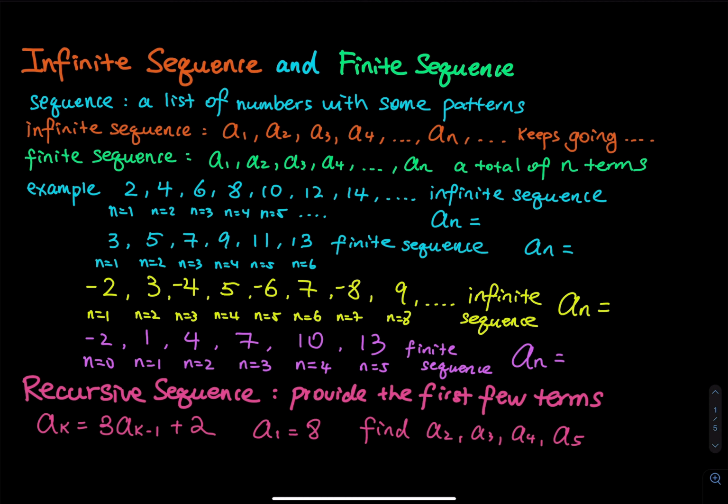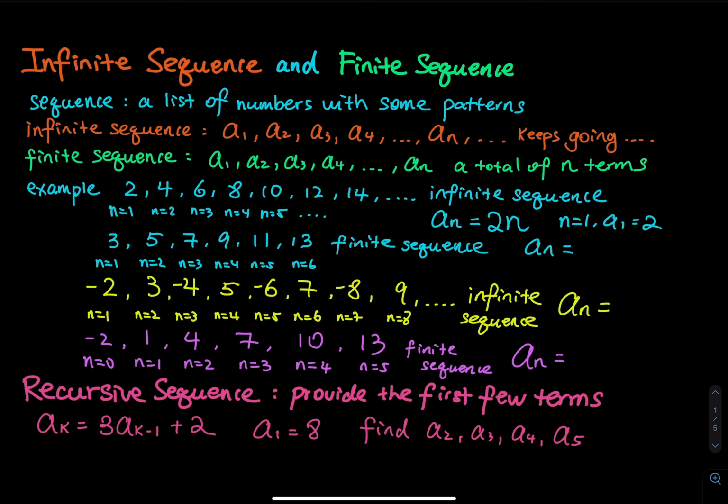So as we move on, in general, the pattern is you have 2 times the number of terms. So for the first term, when n is 1, A1 is equal to 2. When n is equal to 1, we have A1, that is 2 times 1, which is equal to 2.